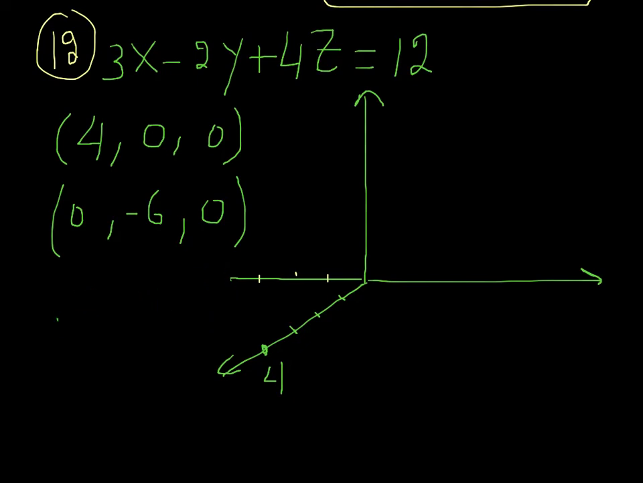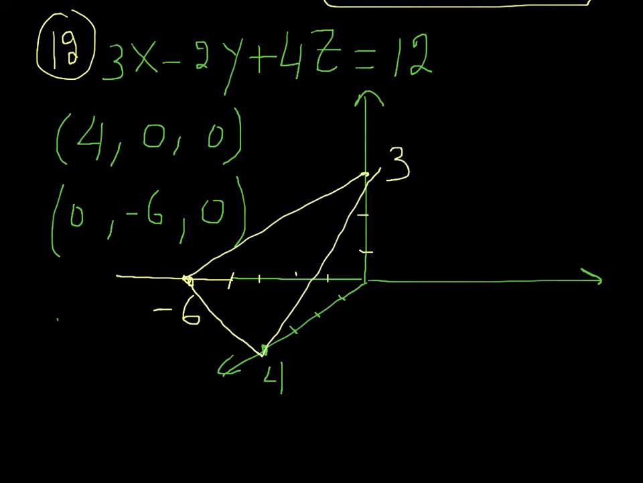Oh gosh, okay, hang on. 5, 6. And the z-intercept was 3, so we're going to go up 1, 2, and 3. If you connect those 3, you created a plane in the shape of a triangle. This is the sketch of that plane.